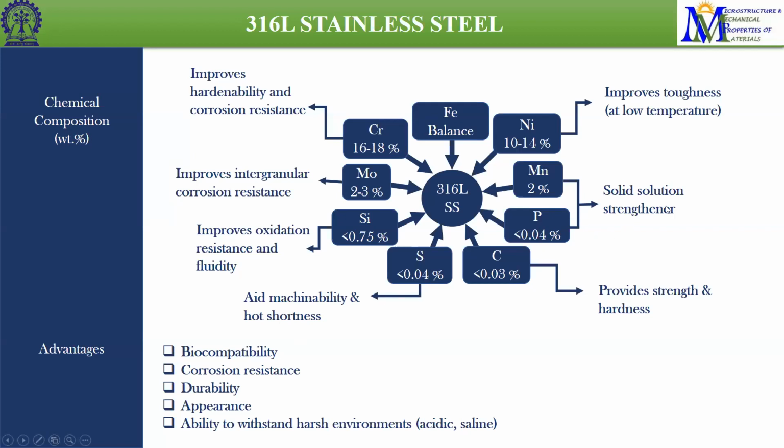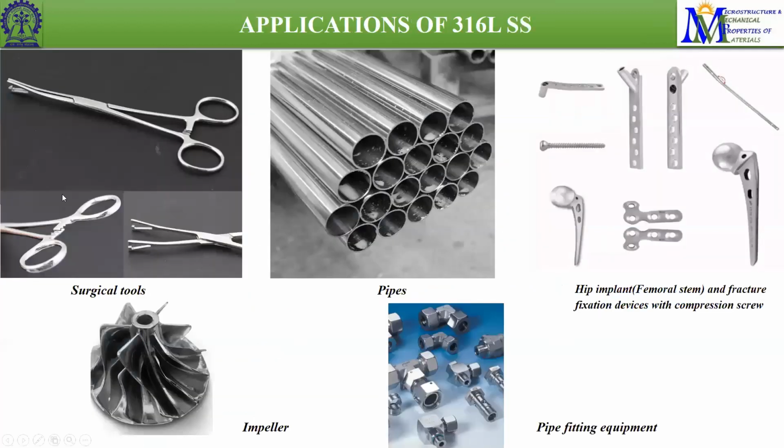It has several solution strengtheners that increase the strength and hardness of the material. It has a higher toughness also, even at low temperature. So these are some of the properties of 316L steel which make it usable for biomedical application, not only as implants. These are used as implants, as you can see, these are examples of hip implants and implants for femoral fracture, as well as surgical tools. They are also used as pipes and in marine applications and so on.